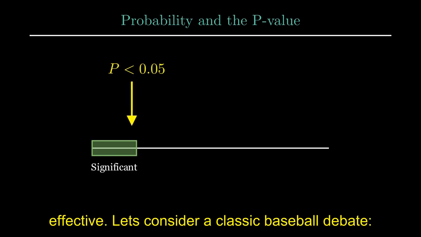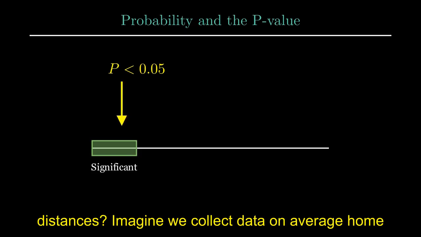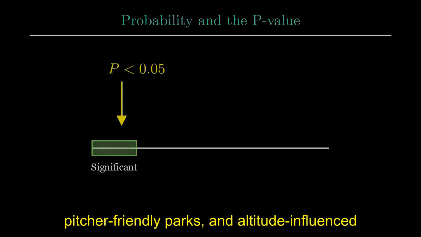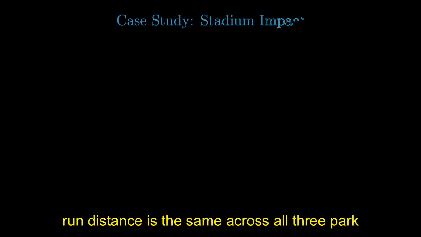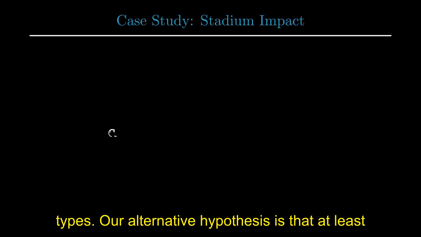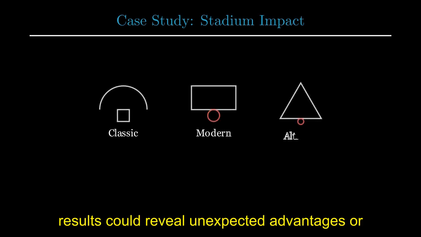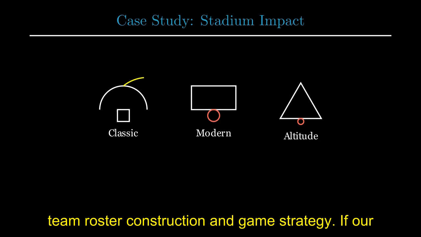Let's consider a classic baseball debate. How do different ballparks affect home run distances? Imagine we collect data on average home run distances from 3 distinct stadium types: classic hitter-friendly parks, modern pitcher-friendly parks, and altitude-influenced stadiums. We use ANOVA to compare these 3 groups. The null hypothesis is that the average home run distance is the same across all 3 park types. Our alternative hypothesis is that at least one park type has a different average distance. The results could reveal unexpected advantages or disadvantages inherent to stadium design, impacting team roster construction and game strategy.